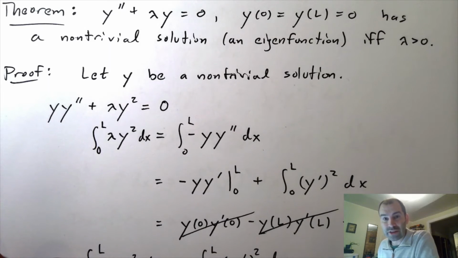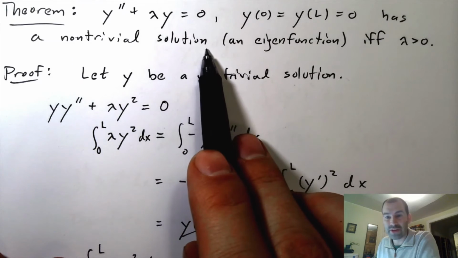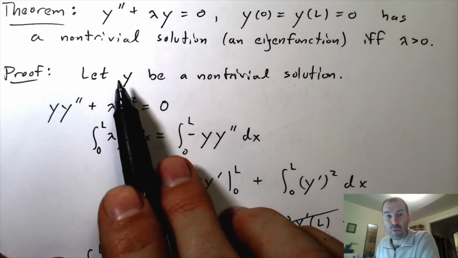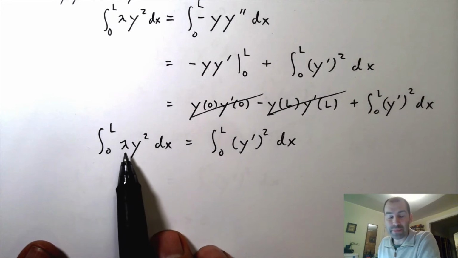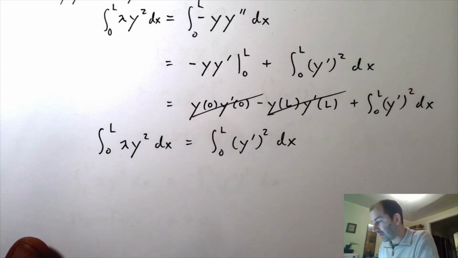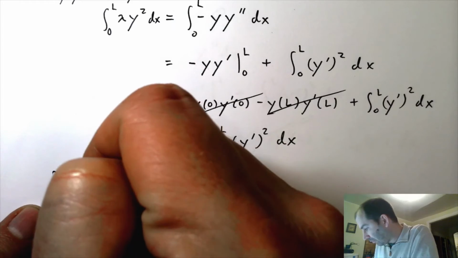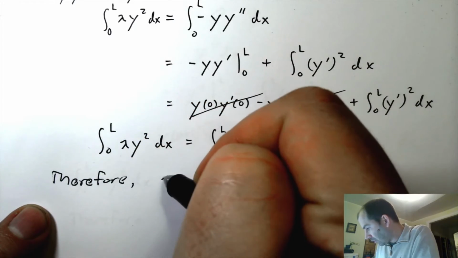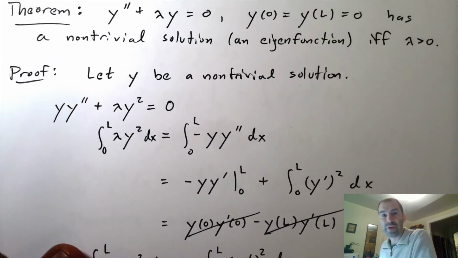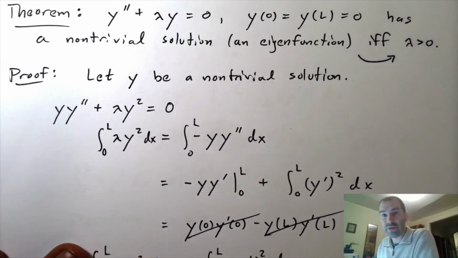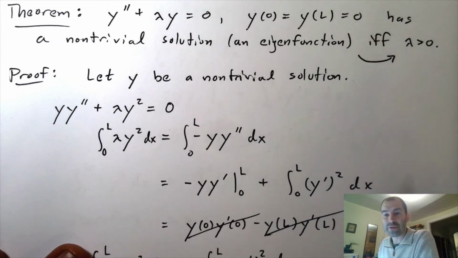But that's a contradiction, because we said let y be a non-trivial solution. That's part of our hypothesis here. It can't be 0. So if y is a non-trivial solution, that can't happen. So that means lambda can't be 0. The only possibility left over is that lambda must be positive. So therefore, lambda is greater than 0. And so what we've done here is we've proven this direction of the theorem. We've proven that if we have a non-trivial solution, then lambda is positive.